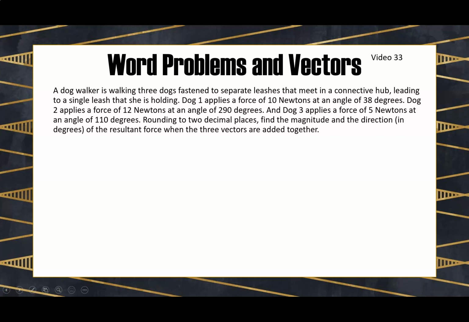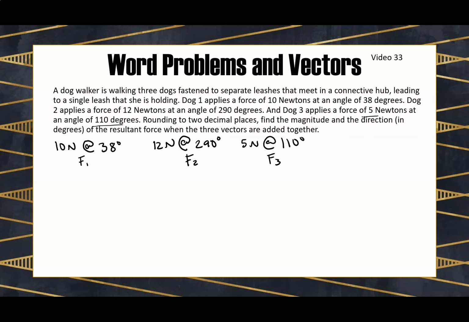So dog 1 here is, actually let's go even faster than that. Let's say we've got 10 newtons at, no, it's just 38 degrees. So that's dog 1, that's force 1. Force 2, the dog has 12 newtons at 290 degrees, and that'll be force 2. And our force 3, dog 3, is 5 newtons, 110 degrees. So that's going to be 5 newtons at 110 degrees, force 3.